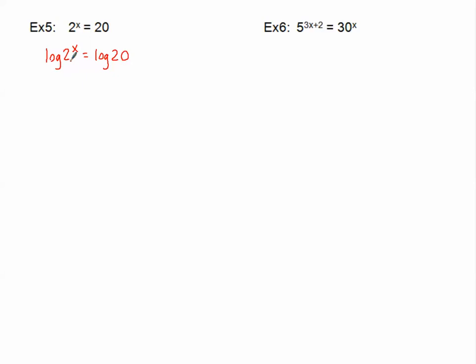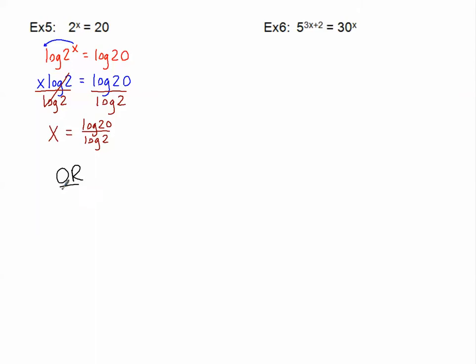Okay, now that I have a logarithm, I can use my properties, and one of my properties says that if I have an exponent inside, I can bring that exponent right outside. So I've got x times the log of 2 is equal to the log of 20. If I'm just solving for x, I can divide both sides by whatever this log of 2 number is. I don't know what it is, but it is just a number. Then x is equal to the log of 20 divided by the log of 2, and I can plug that into the calculator.